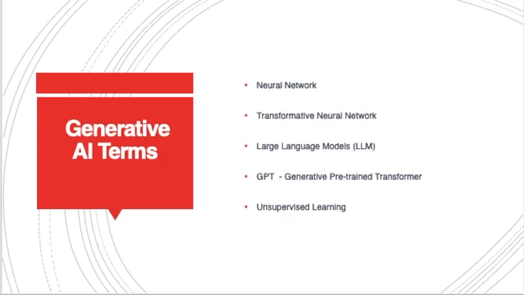So we hear a lot about GPT. GPT in generative AI refers to a state-of-the-art language model developed by OpenAI, capable of understanding, generating, and contextualizing human-like text, leveraging vast pre-training data. GPT demonstrates remarkable natural language processing and generation capability. So what is unsupervised learning? Unsupervised learning in generative AI involves the model learning patterns and structures from data without explicit labels. It allows it to discover inherent relationships and generate novel, unguided outputs autonomously.